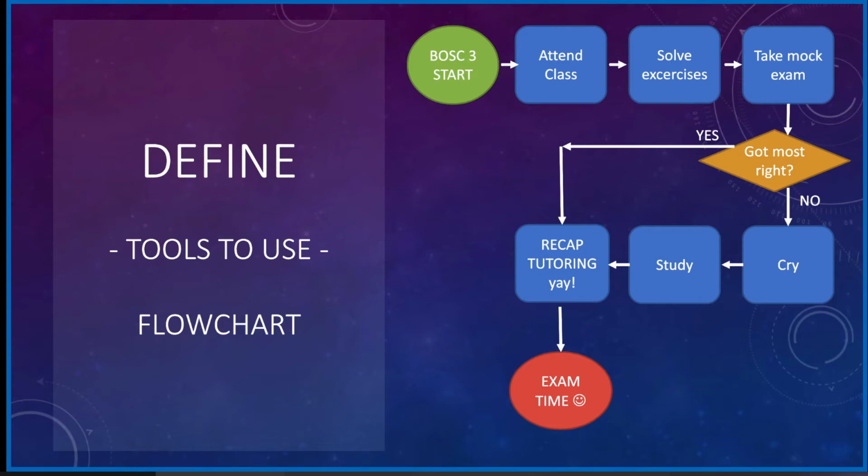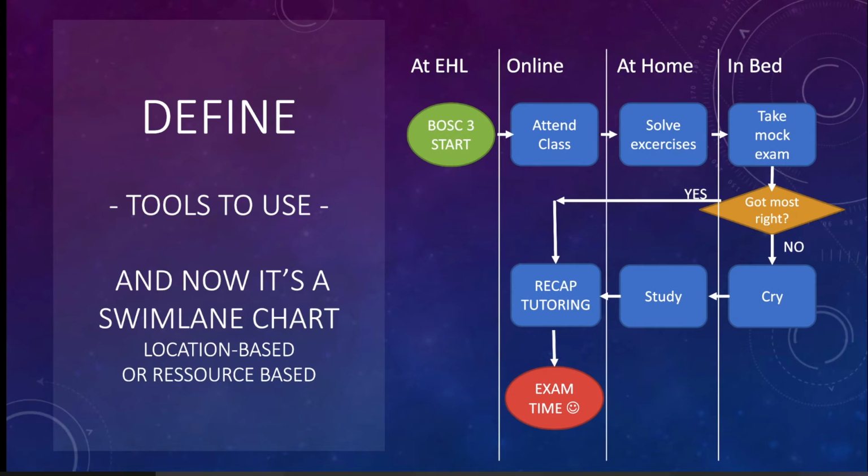Then we have the swim lane chart, which is basically the same thing as a flow chart, but now the different steps of a process are put into different categories. In those categories, there are two ways for those categories to be defined. It's either location-based, so where do those things happen, or it's resource-based, so who or what is required to do that. For our little how to get through BOSC 3, I've decided to use a resource-based style for swim lanes.